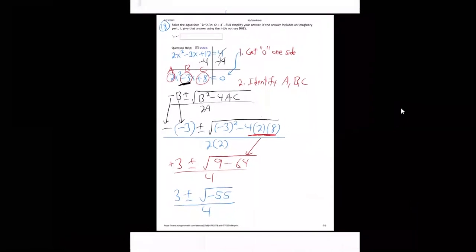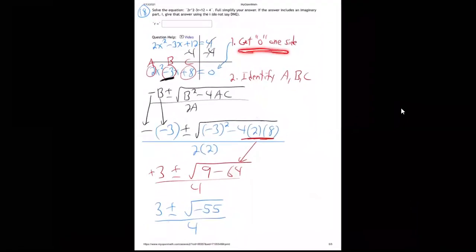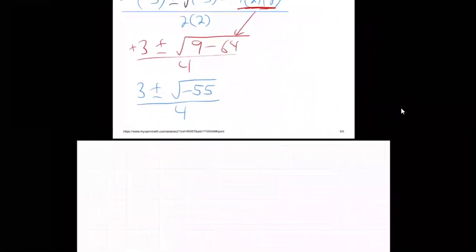So we're solving this equation. Step number 1 is get a 0, so we subtracted 4 from both sides and got a 0. And then we identified A, B, and C. We're using the quadratic formula to solve this. Here's the quadratic formula. Identify A, B, and C, plug them in. We get down to here.